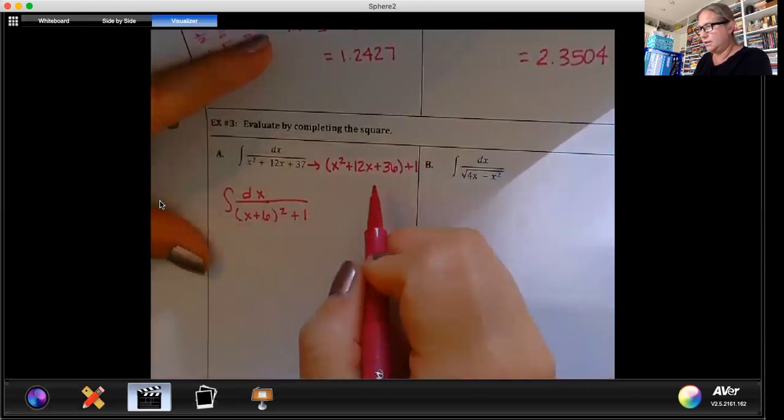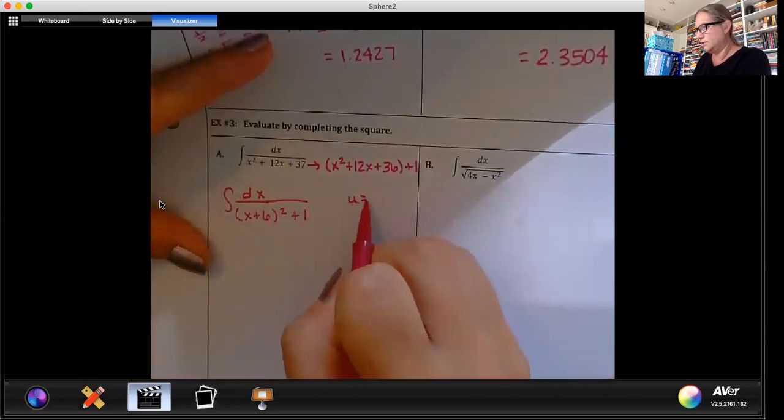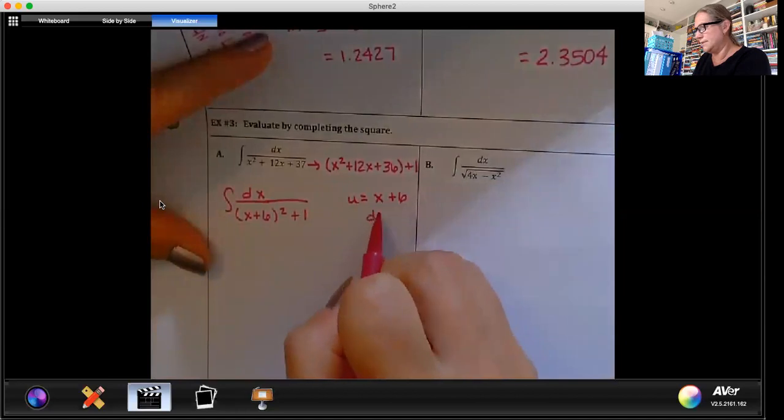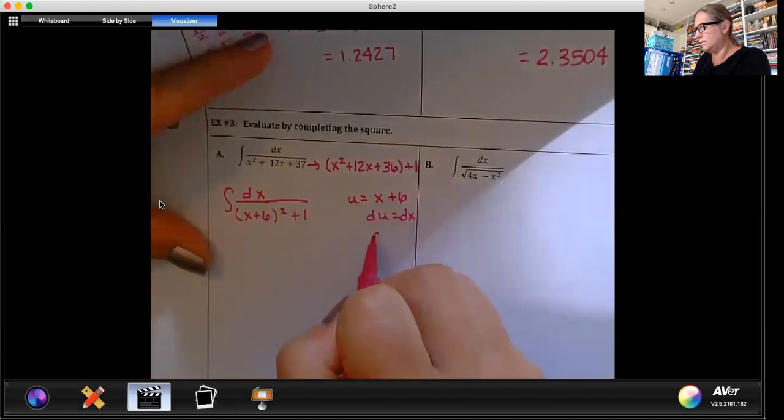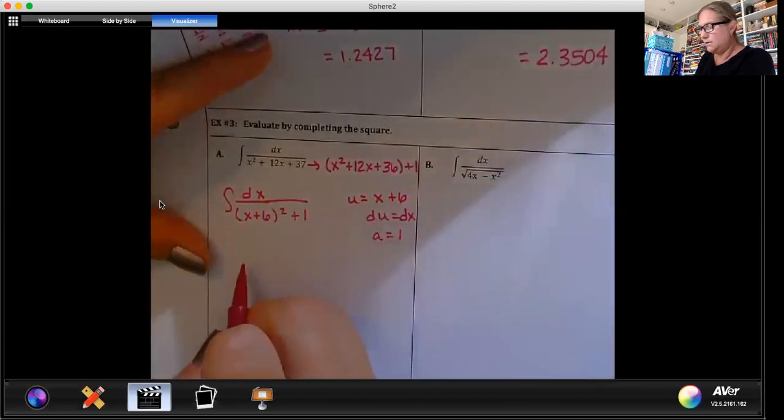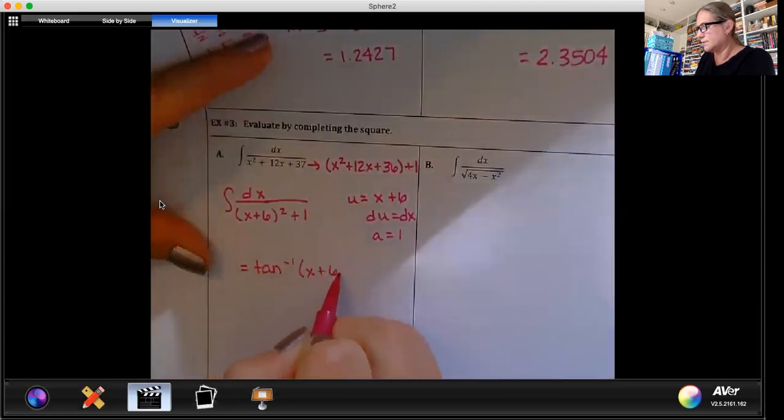Pretty good indication you're going to have that trig function, inverse trig function. x plus 6, du is dx. a is 1. So you have your inverse tangent of x plus 6 plus c.